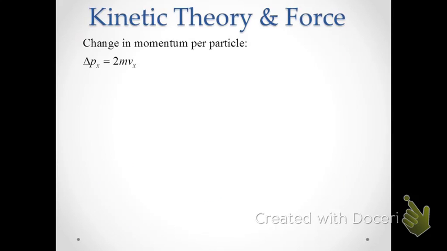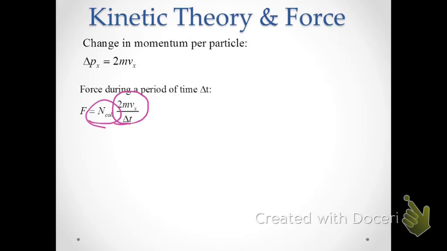Okay, so going back to that previous slide, we found that the change in momentum associated with a collision with the wall of a single particle was 2mvx, and that the total force associated with multiple collisions with the walls of the container is simply equal to 2mvx over delta t, which is the force associated with a single collision, times the total number of collisions. That should make sense to you. The total force is equal to the force imparted by a single collision times the total number of collisions.